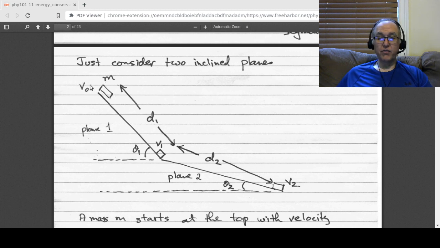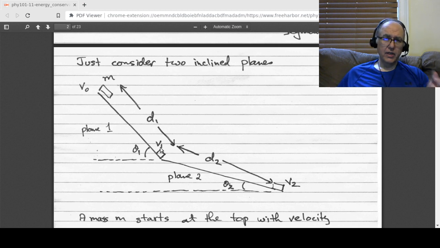Here it starts off with some initial velocity v naught. Maybe 0, maybe not, it doesn't matter. By the time it gets down to the bottom of plane 1, it's traveling at velocity v1. I'm also going to tell you the distance along that inclined plane, and that distance is d1. And I'm going to tell you the angle that inclined plane is inclined at, and I'm going to call that theta 1. So we have our first plane, distance d1, angle theta 1. The block starts off at velocity v naught, and it ends at velocity v1.